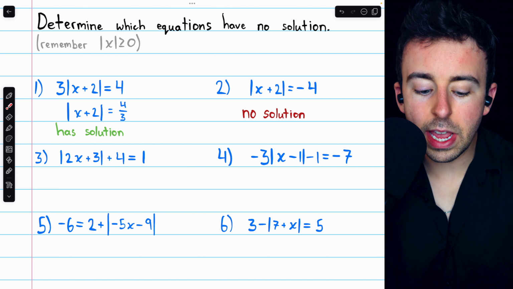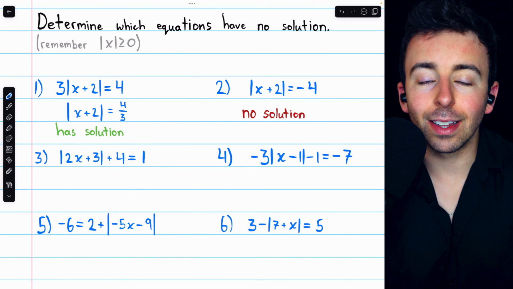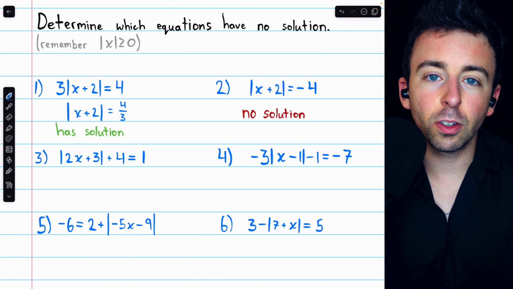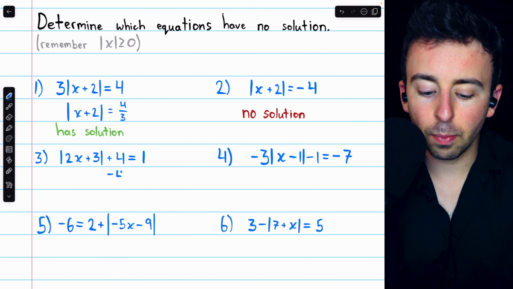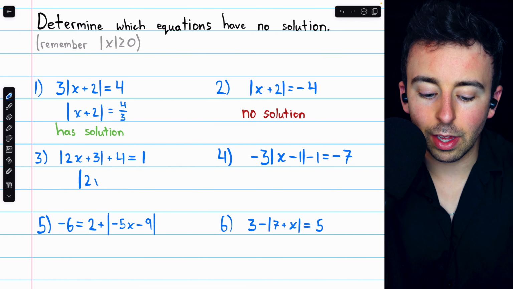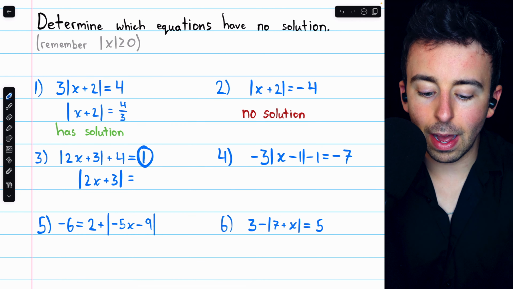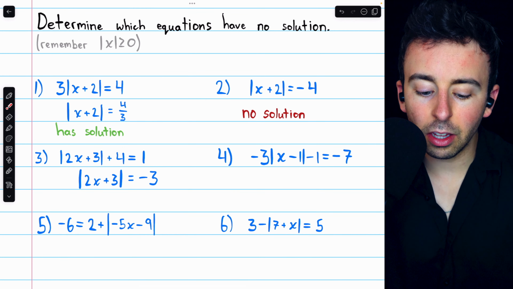In equation 3, we have that the absolute value of 2x plus 3, plus 4, equals 1. Again, the absolute value expression here is not yet by itself, so we don't want to jump to conclusions. Let's just get it by itself so we can be sure. To get the absolute value expression by itself, we'll subtract 4 from both sides of the equation. Thus, on the left, we'll be left with the absolute value of 2x plus 3, and then subtracting 4 on the right, 1 minus 4 is negative 3. So now we see that this absolute value expression has to equal a negative number, and of course we know that's not possible, so this equation has no solution.